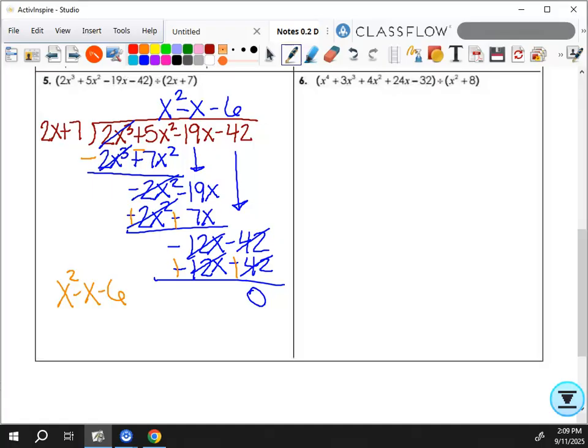Now, will I always have a remainder of 0? No. And we'll look at one of those in just a minute. But before we do that, we're going to do one where we have an x squared on the outside. Does it make it any more difficult? Steps are exactly the same. In this particular case, something happens in the middle that I want to make sure we address. So let's go ahead and do this. x squared plus 8 is going to divide into x to the 4th plus 3x cubed plus 4x squared plus 24x minus 32.